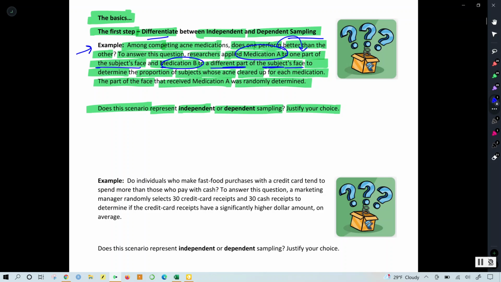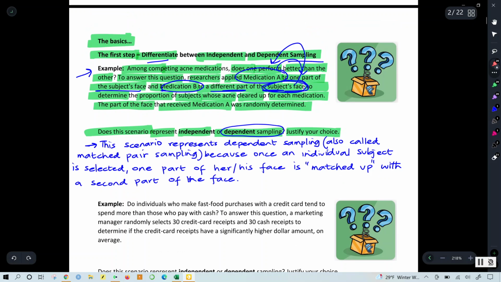In other words, my choice of what part of a subject's face to apply medication to depends on the fact that I had already applied medication A to the same subject's face. This is a case of dependent sampling. So here we go with the justification. In print, the justification of the choice is as follows.